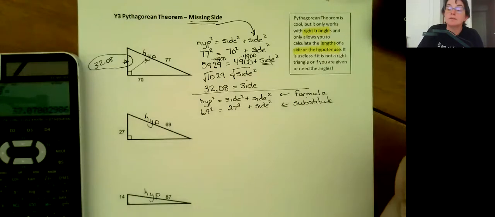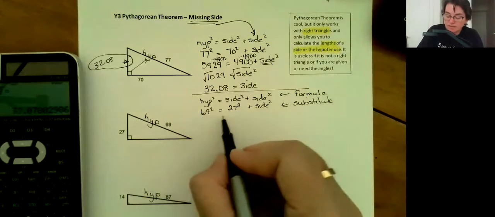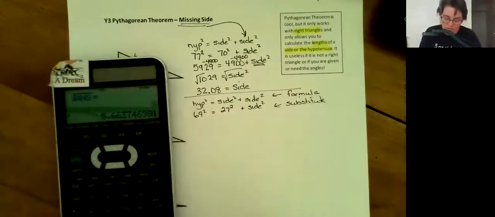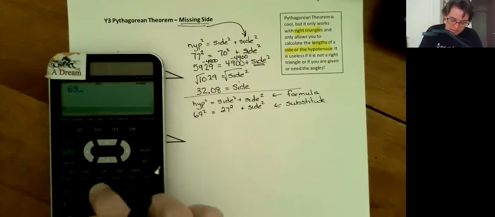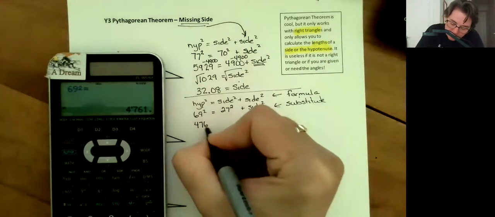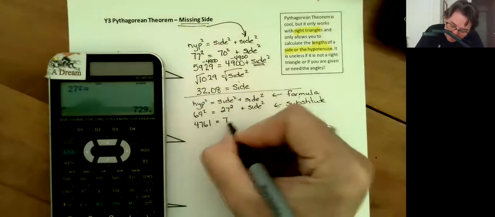So order of operations, or sorry, when you solve an equation, simplify the left-hand side, simplify the right-hand side as much as you can before you go any further. So 69 squared is 4,761. 27 squared is 729.